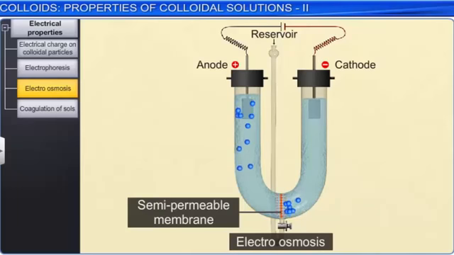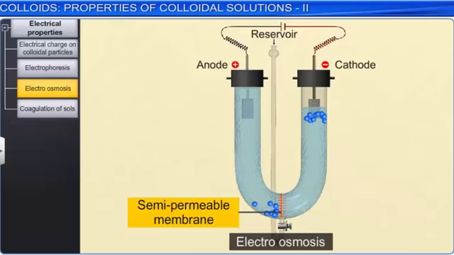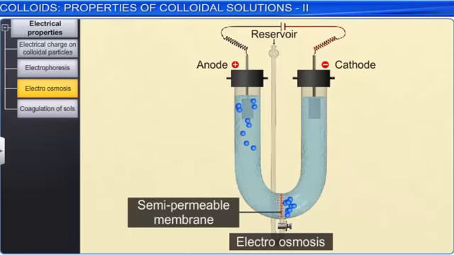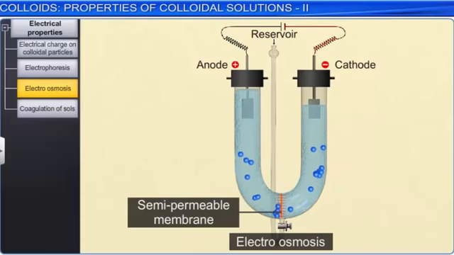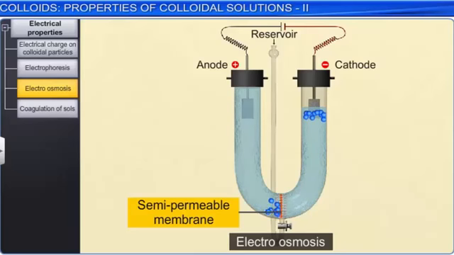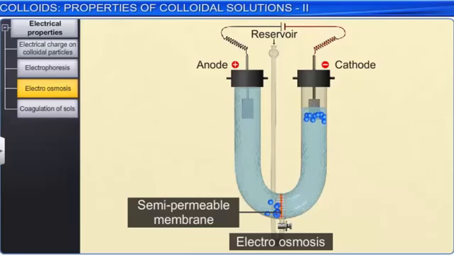Let's define it. Electroosmosis is the movement of a dispersion medium under the influence of an electrical field when the movement of colloidal particles is prevented by a suitable membrane. Under the influence of an electrical field, the colloidal particles and the dispersion medium both have a tendency to move towards the oppositely charged electrodes. But the semi-permeable membrane does not allow the passage of the colloidal particles. The dispersion medium, however, can pass through the membrane and therefore its movement takes place.